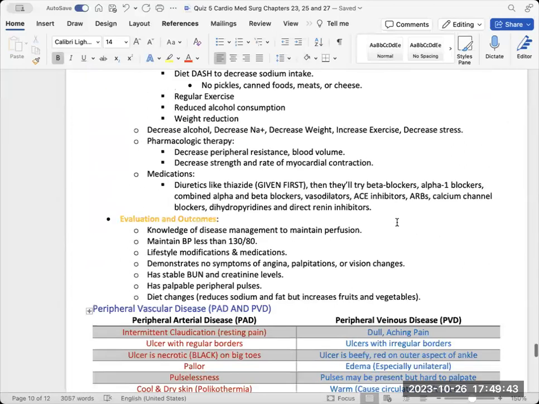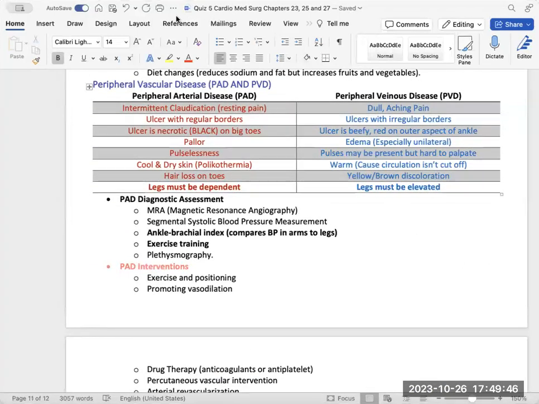But just quickly, with peripheral arterial versus peripheral venous, a really big distinguishing factor is that peripheral arterial disease affects the arteries, right? The arteries are the ones that go to the rest of the body. So we expect things like pulselessness, pallor, and necrosis, where the tissue is dying because it's not getting perfused. Hair loss on the toes and legs. Legs must always be down because that promotes arterial blood flow. Veins are the opposite. Veins go from the body to the heart. So we want to elevate our legs, because that means the veins aren't working properly.